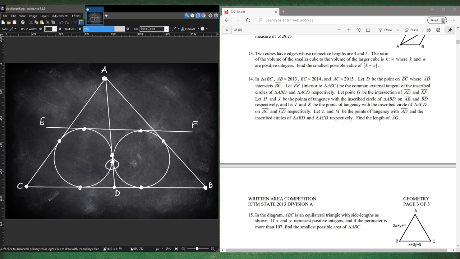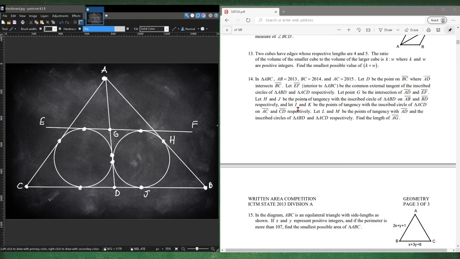So this point of tangency is for this circle, and this point of tangency is for this circle. Okay, so just differentiate. And let G be the intersection of AD and EF. So this is point G. And let H and J be points of tangency of ABD for AB and CD. So H and J.